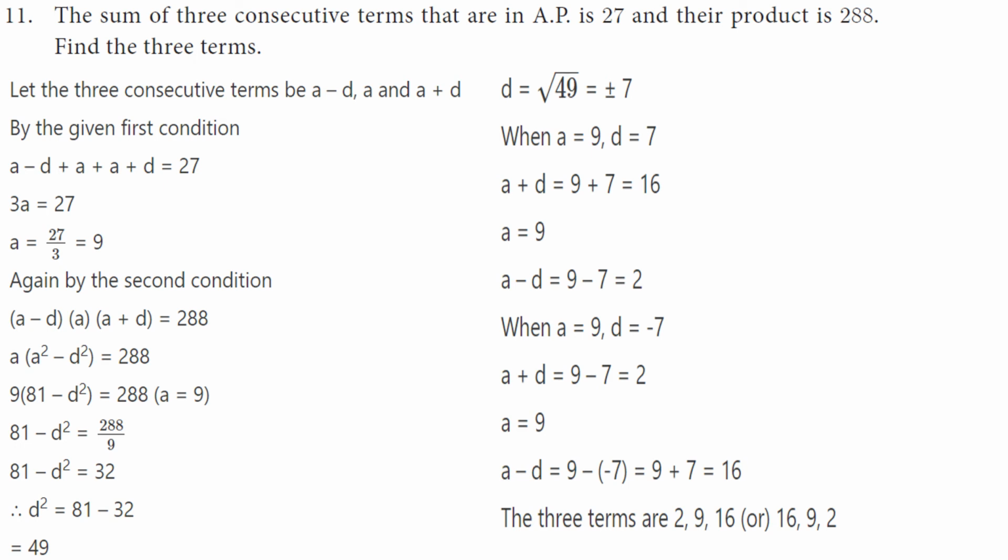Next, when a equal to 9 and d equal to minus 7, because d squared equal to 49, square root it will come plus 7 and minus 7. So plus 7 means we get the values 16, 9 and 2. If it is minus 7, a plus d equal to 9 minus 7 equal to 2, a equal to 9 and a minus d equal to 9 minus of minus 7, that is 16. Therefore, the 3 terms are 2, 9, 16 or 16, 9, 2.